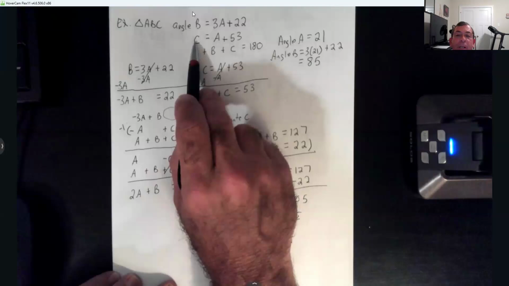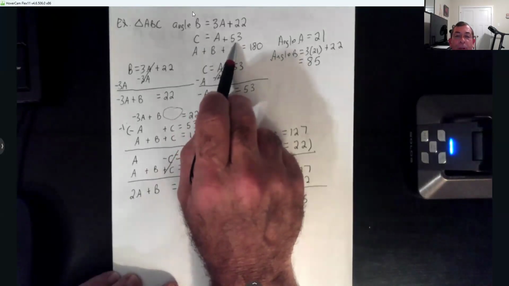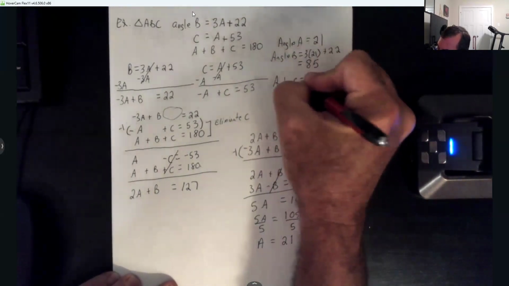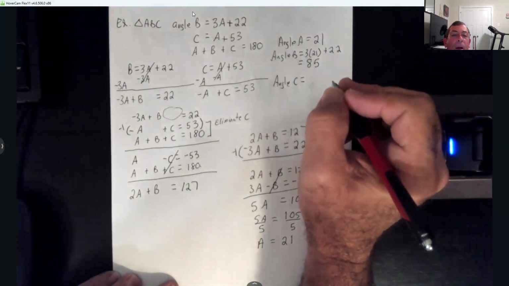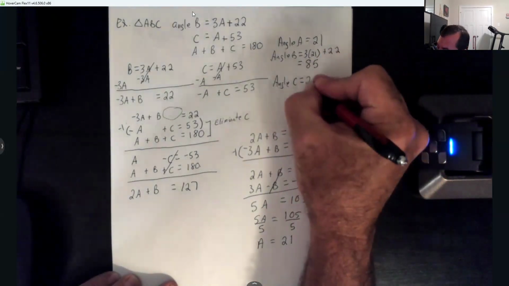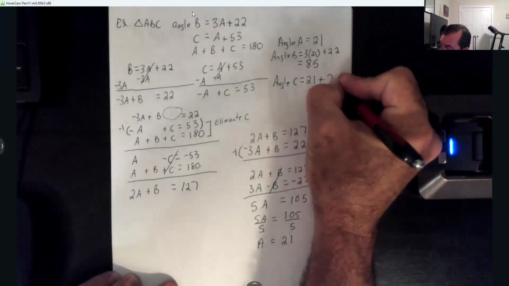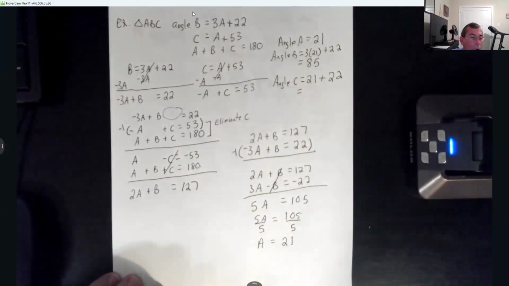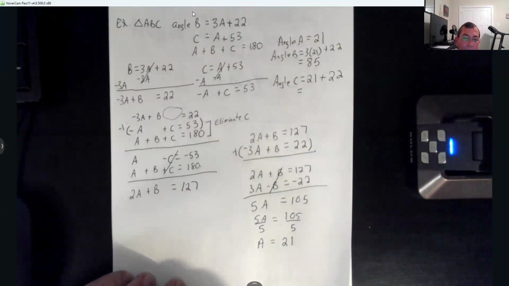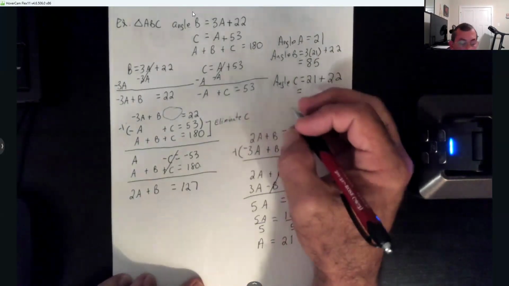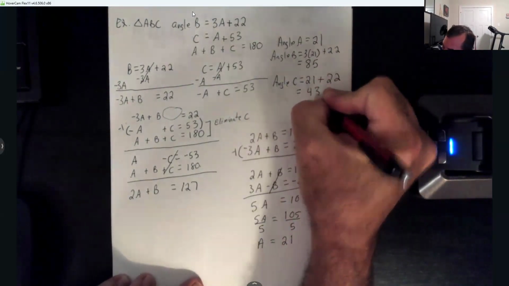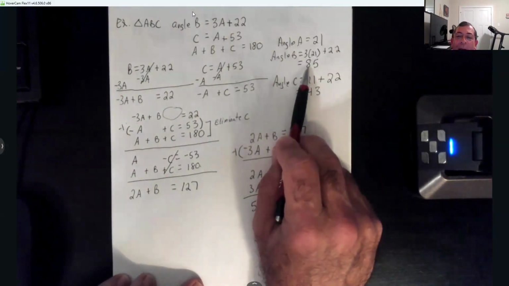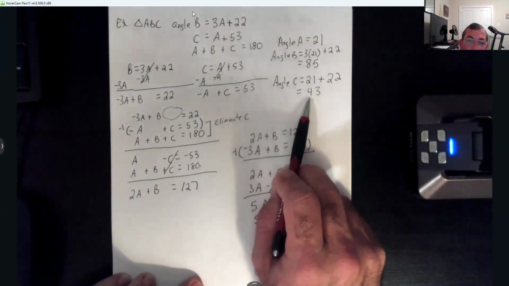So I can get angle C by taking angle A plus 53. So angle C will equal A, which was 21, plus 22. All right, Ari, that's your last add. Do me 21 and 22. So 43. All right, angle A was 21, angle B was 85, angle C was 43.